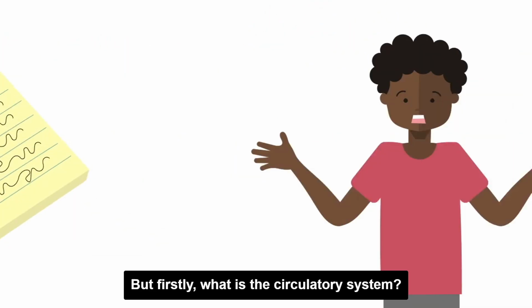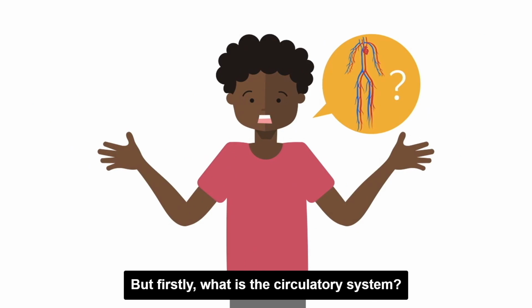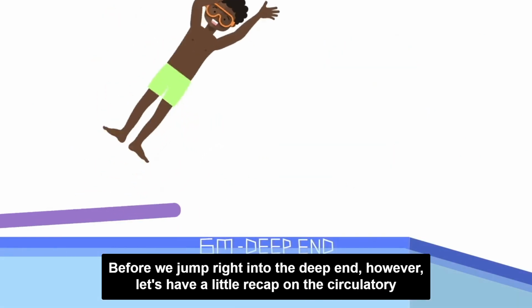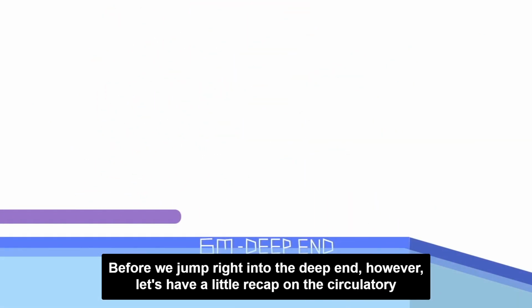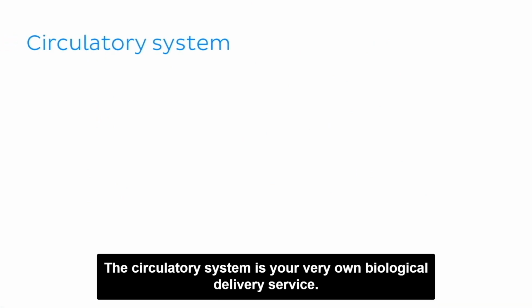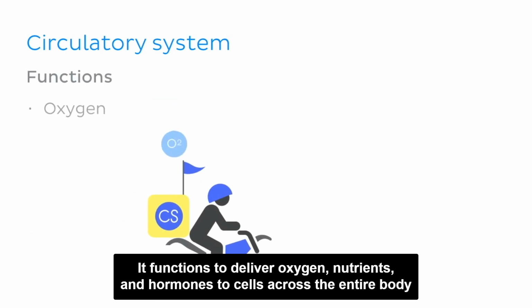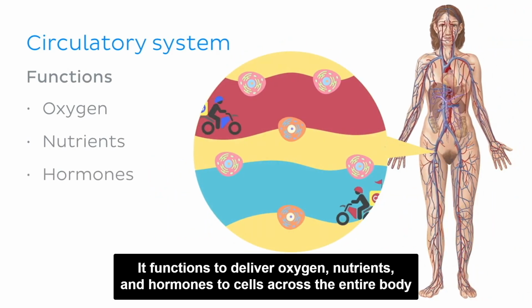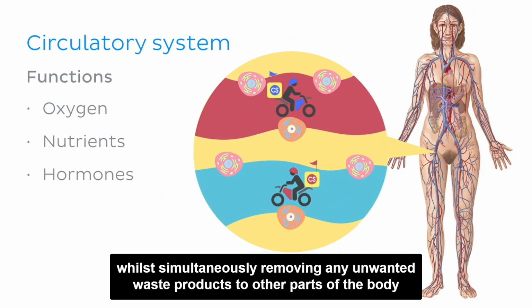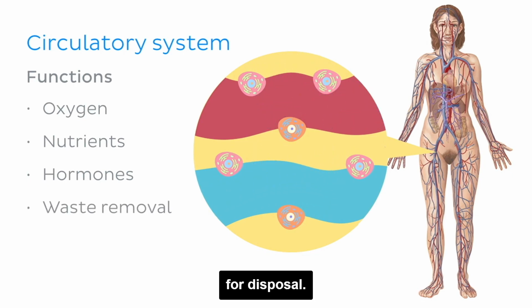But firstly, what is the circulatory system? Before we jump right into the deep end, however, let's have a little recap on the circulatory system. The circulatory system is your very own biological delivery service. It functions to deliver oxygen, nutrients, and hormones to cells across the entire body, whilst simultaneously removing any unwanted waste products to other parts of the body for disposal.